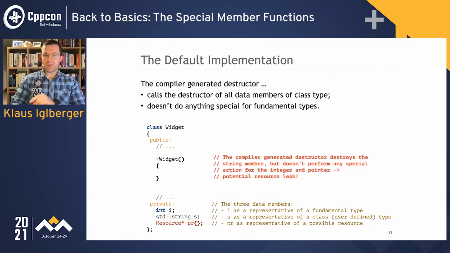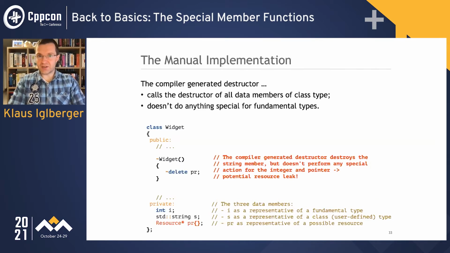But now in my example, I actually do have a pointer. And this pointer is, of course, now for me a representative of a possible resource. Perhaps it doesn't own. Then everything's fine. But perhaps it does own. And if it does own, the compiler-generated destructor doesn't help me at all. The compiler-generated version would not clean up the pointer, would not clean up whatever's behind that pointer. So in that case, you have to write this destructor yourself. You would have to delete the pointer explicitly. Okay, typo, without the tilde. That is important, of course, else you have a resource leak.